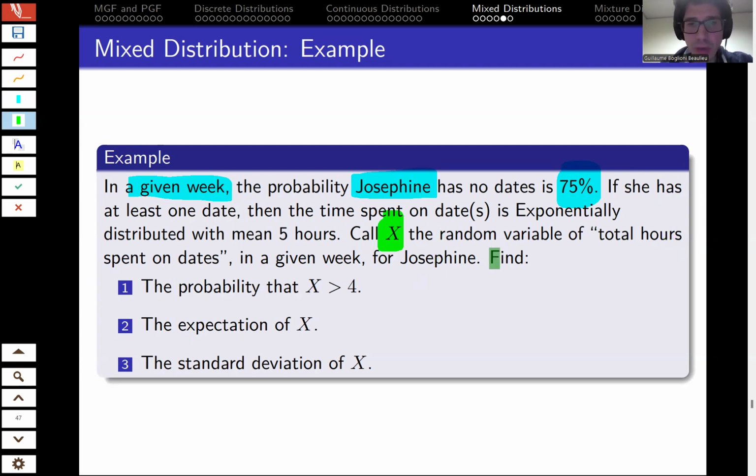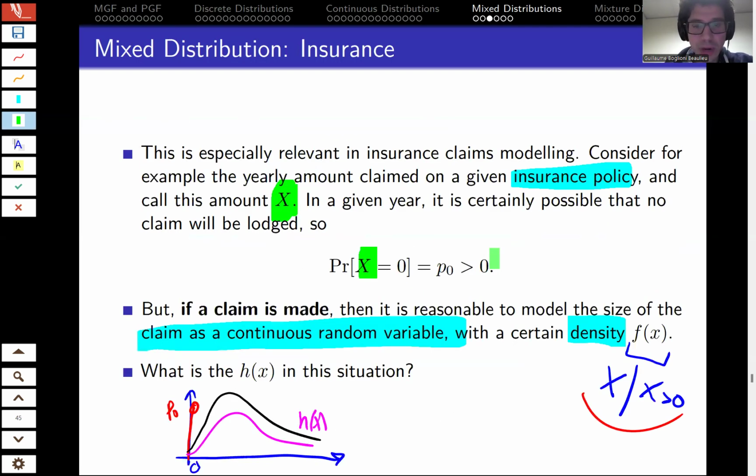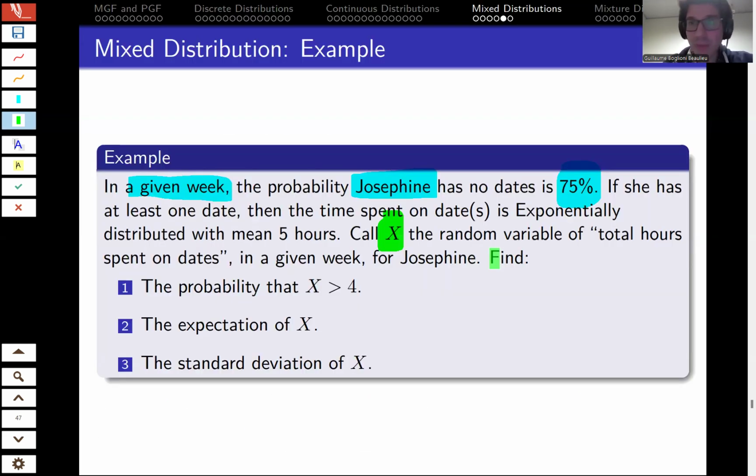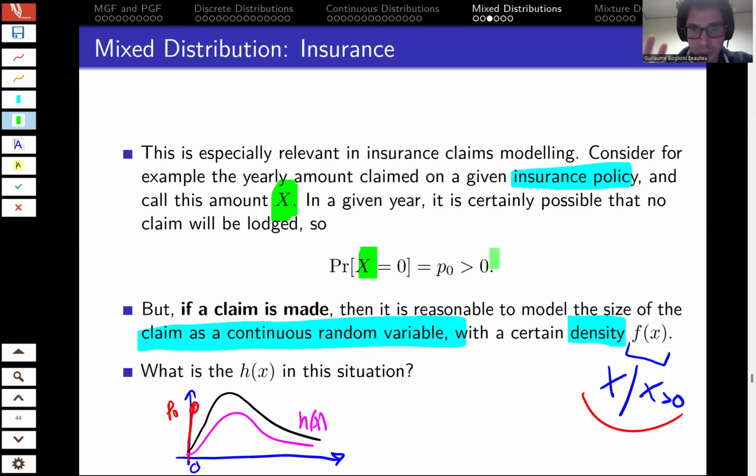You see, it's an example of a mixed random variable that has a mass at 0, exactly like in the case that we explained over there. It's possible that Josephine has no dates in a given week, in which case the time spent on dates is exactly 0, and this has some positive probability. But if she goes on at least one date, then the time spent on dates is continuous. So it's exactly an application of this situation.